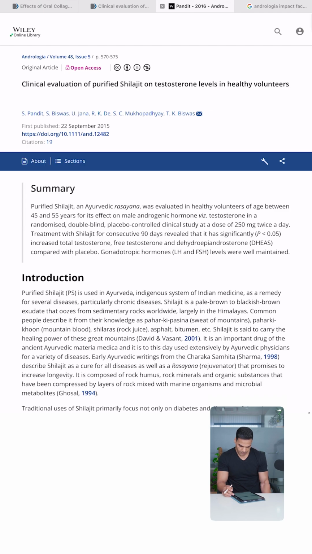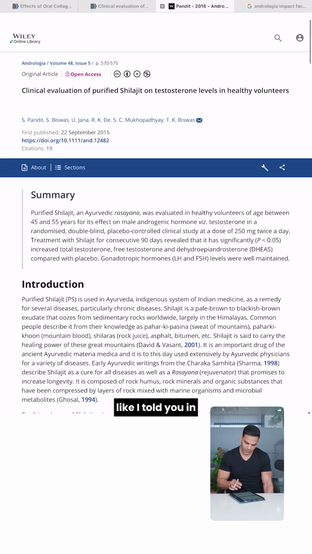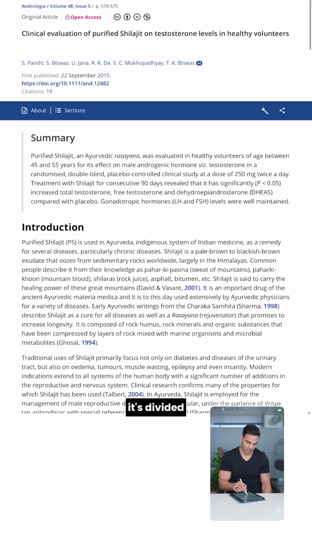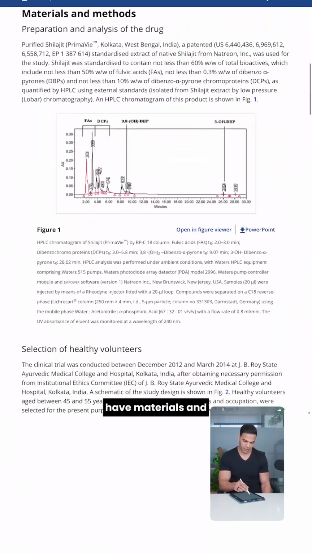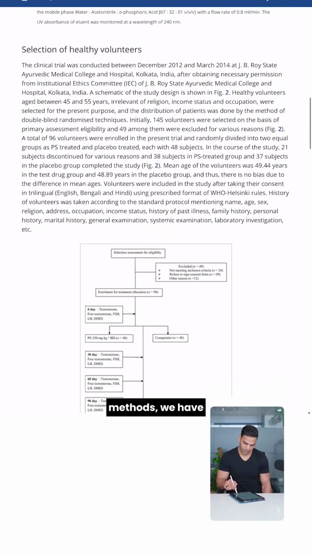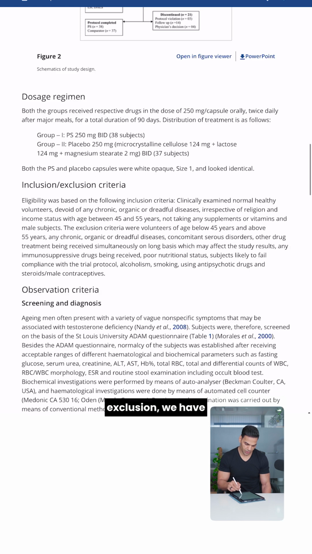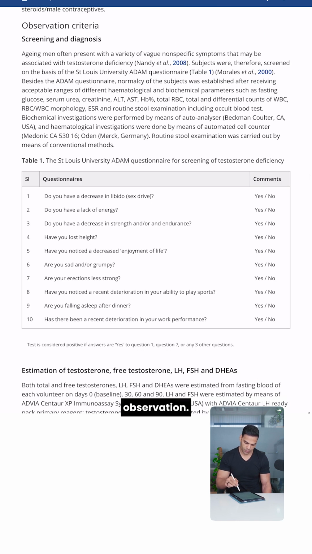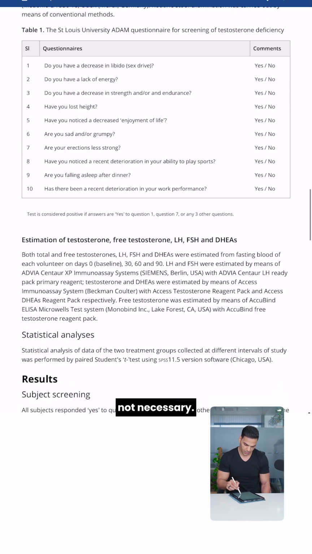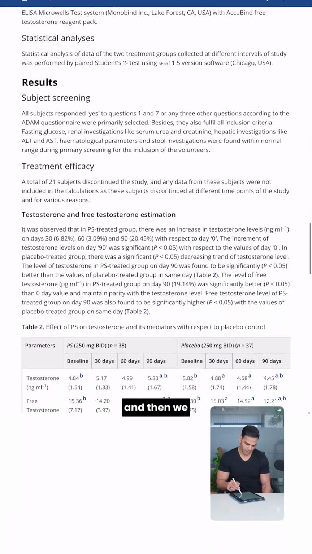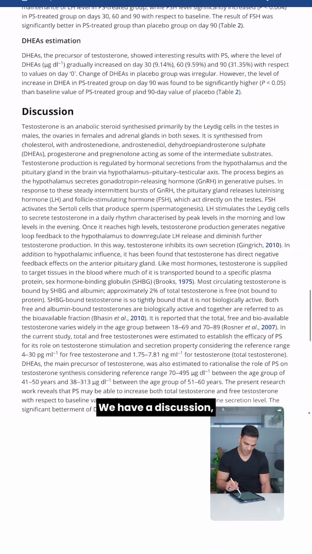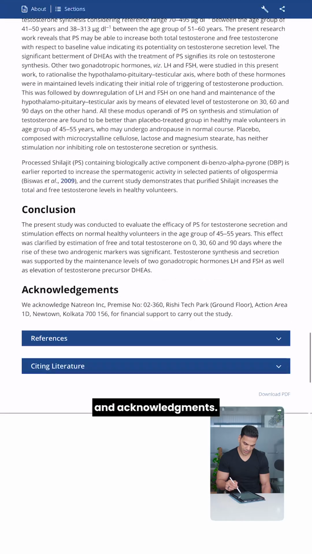So let's see if we can find some full links. Okay, here we go. All right, so this study, like I told you in the last video, the structure is divided into abstract, which we saw. Then we have the summary, introduction, materials and methods, selection criteria, inclusion, exclusion. We have this observation, so this part is not necessary, it's just a questionnaire that they've asked. Then we have statistical analysis, and then results, discussion, conclusion, and acknowledgements.